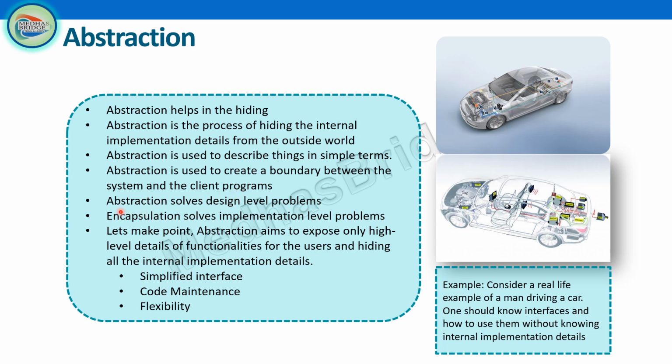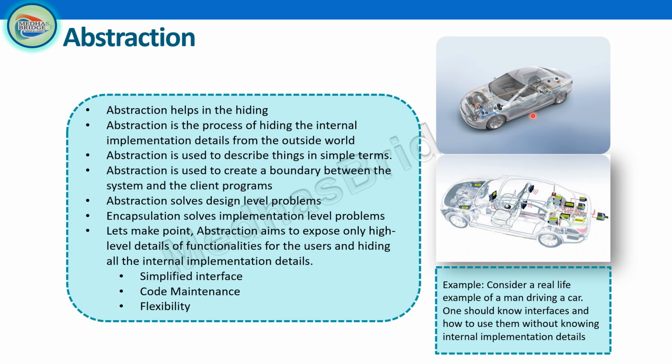Make a note. Abstraction solves design level problems. Encapsulation solves implementation level problems. In a nutshell, abstraction aims to expose only high-level details of functionality for the users and hide all internal implementation details. Simplified interfaces, code maintenance, and flexibility are some of the key takeaways from the usage of the abstraction concept in OOPS.